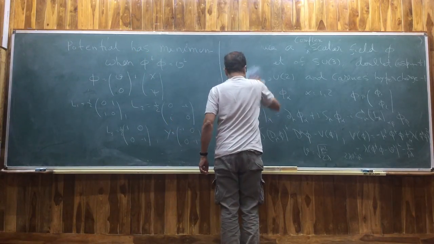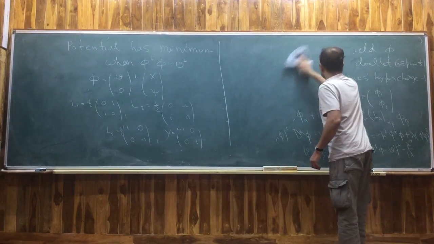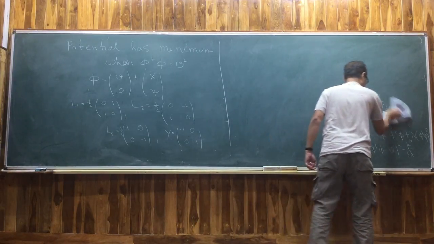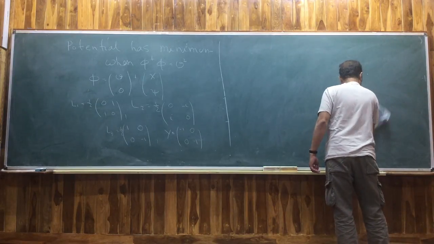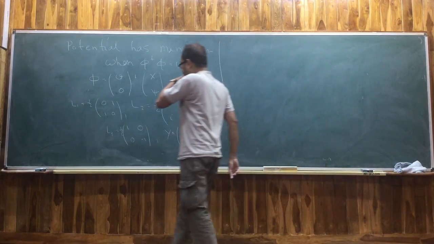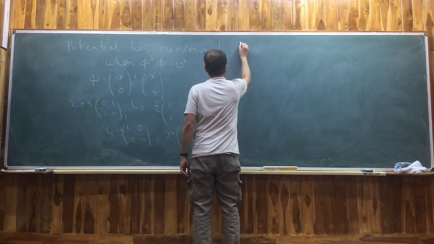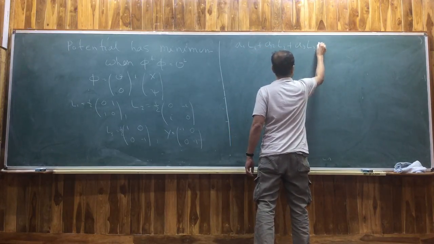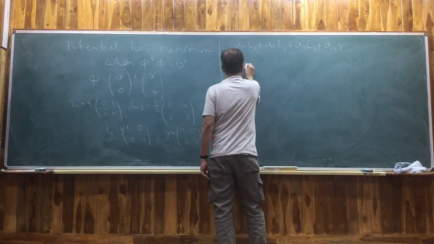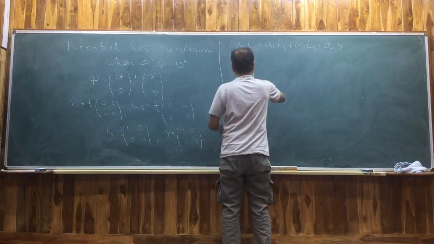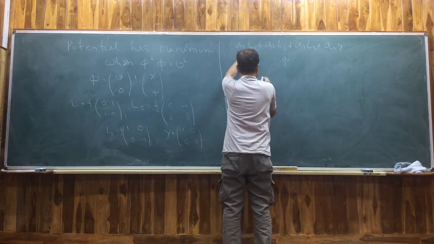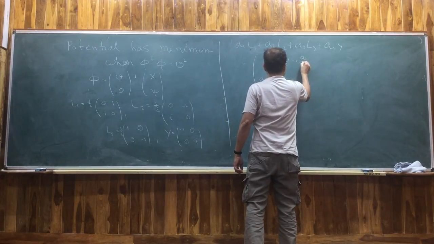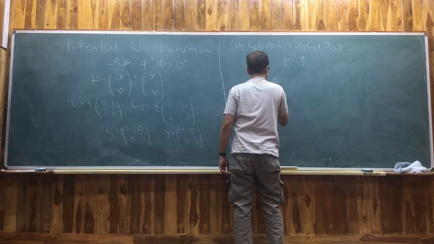We take a general linear combination: A1 L1 plus A2 L2 plus A3 L3 plus A4 Y. So this is given by: A1 L1 will give you A1 by 2, A1 by 2. A2 L2 gives you minus i A2 by 2. There are two equations.